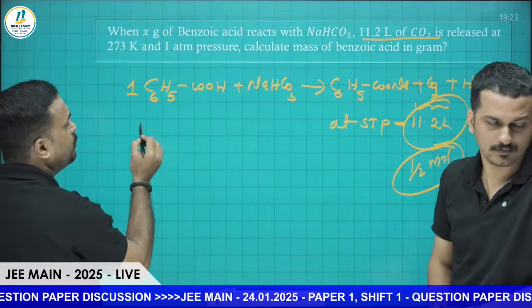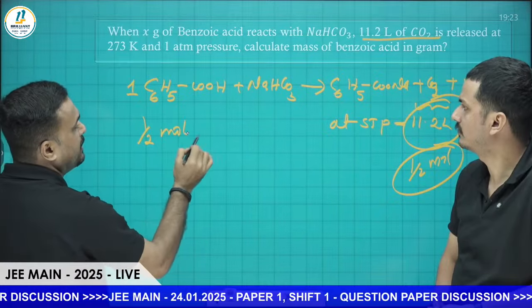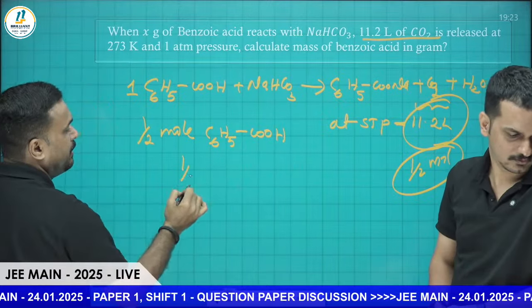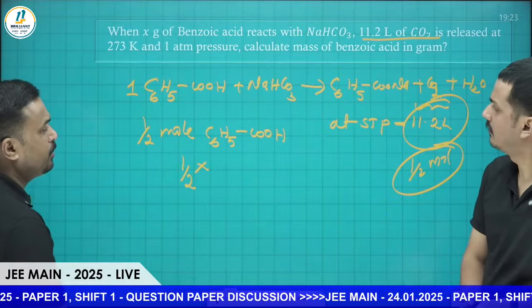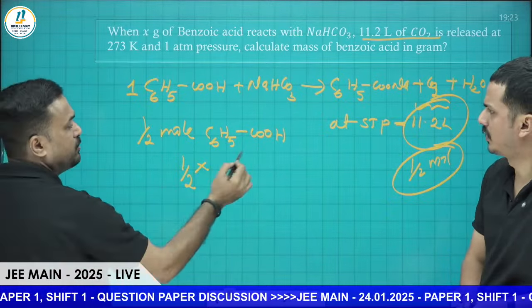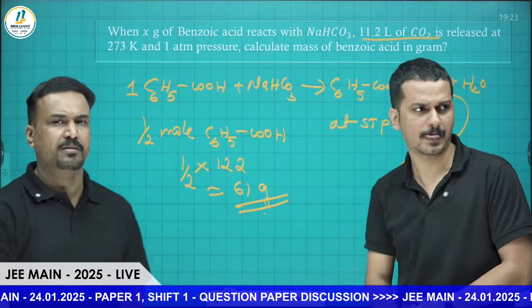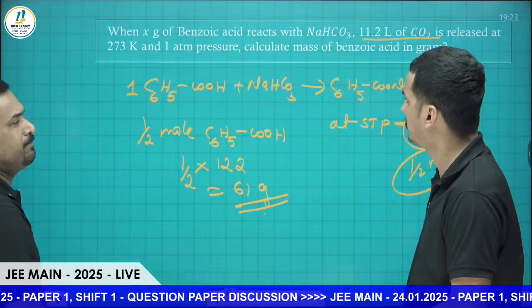So half a mole of carbon dioxide means half a mole of benzoic acid, C6H5COOH. So we need to multiply half by the molecular mass of benzoic acid, which is 122. That is equal to 61 grams. That is the answer, right? A direct, easy question. This is a stoichiometric question, but comparatively easy.